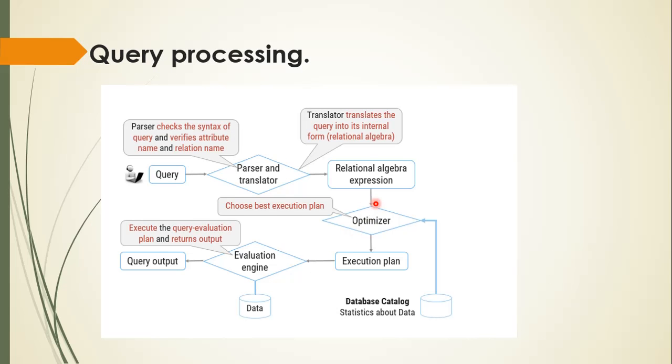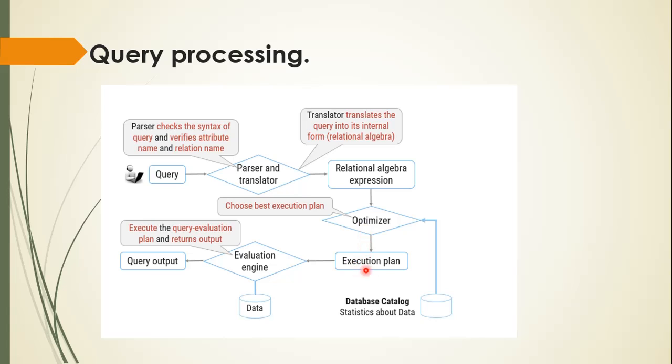After that, the translator translates the query into its internal form, relational algebra. After that, we have a relational algebra expression here. Then we have an optimizer, which chooses the best execution plan. Optimization means we have multiple options and we have to choose the most suitable and best solution. Okay, this is the optimization.